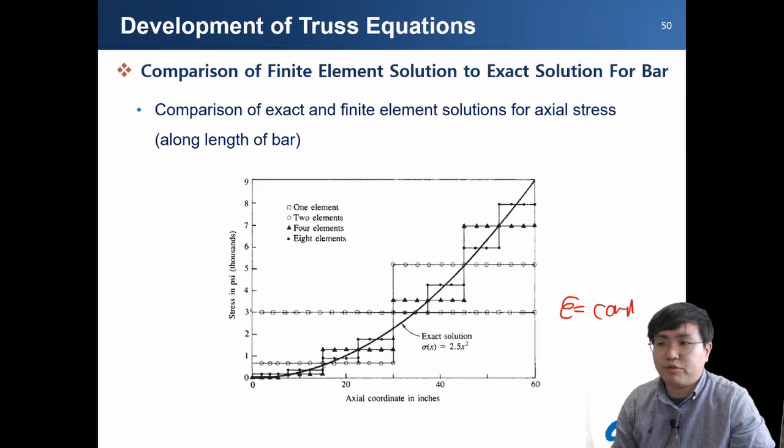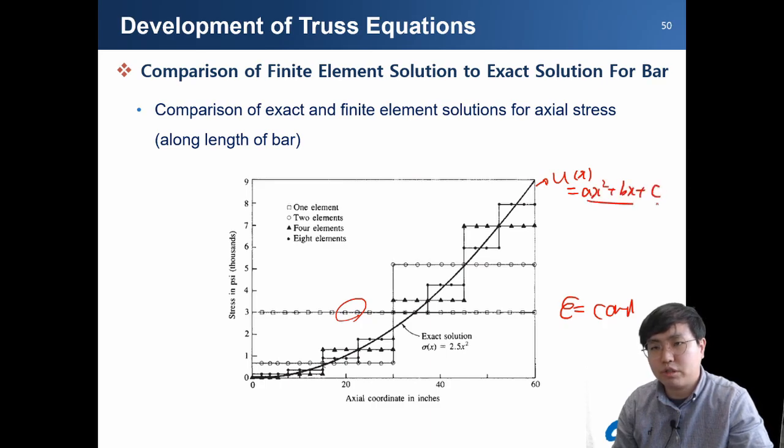So if you use a single element, we obtain a simple, constant stress value. However, the exact solution has some variation in the displacement value. I'm not sure whether it will be a polynomial equation. So using your solid mechanics background, if you use two elements, the element stress has two different values. It looks like this.